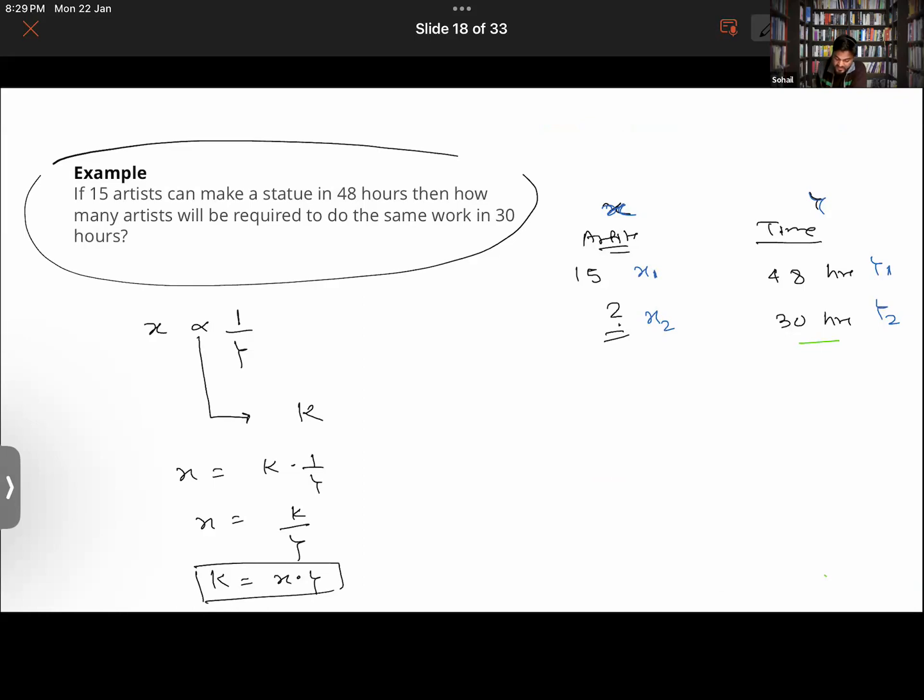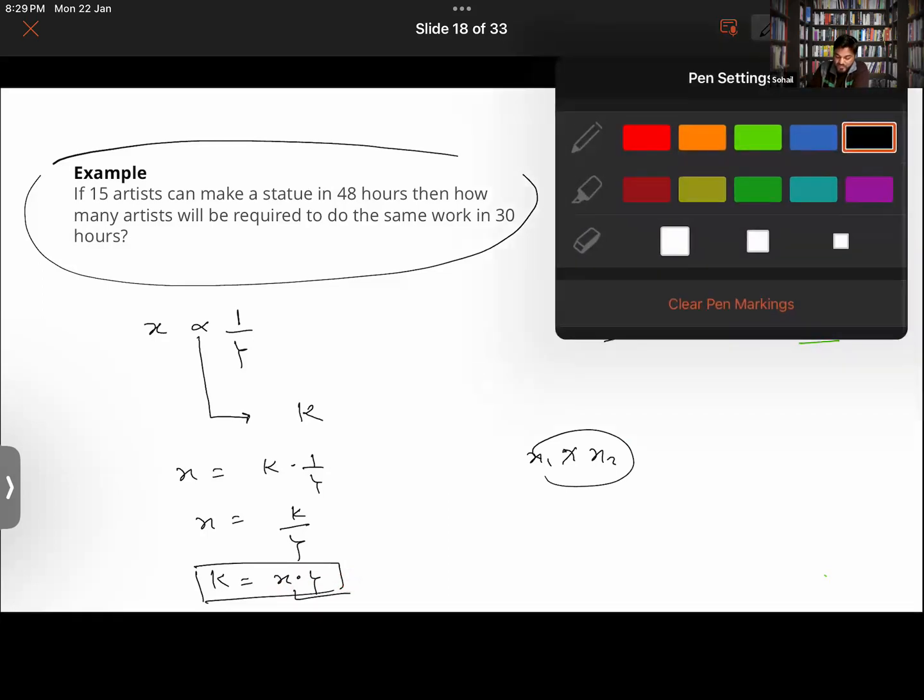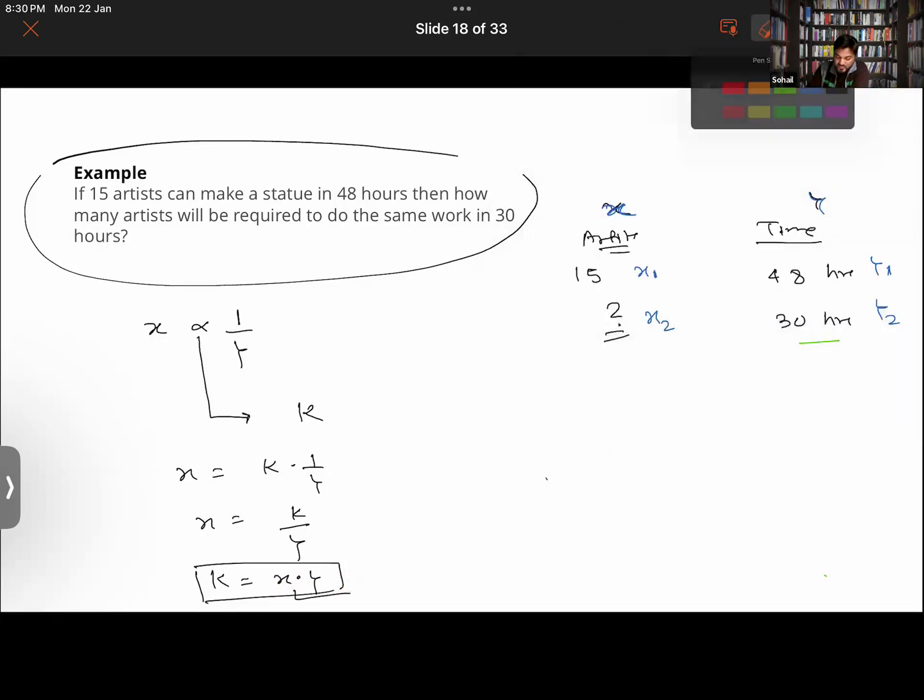See, the relation is such that we take x and y here: k equals x into y. So always x1 into y1 will be giving a constant relation. We had done x1 into x2, I just missed that. So that should be x into y. So the relation that we'll be taking now is this: x1 into y1 equals x2 into y2.